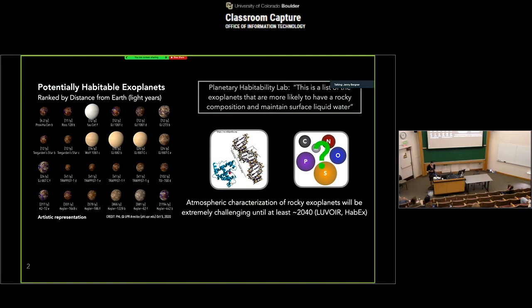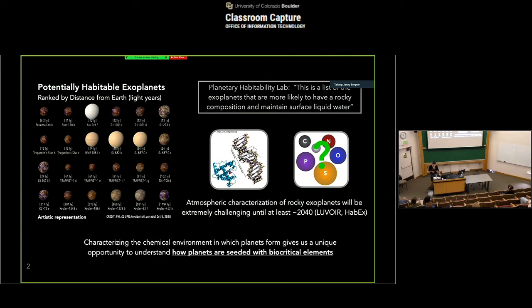Unfortunately, we're still decades at the very least away from actually characterizing the volatile compositions on rocky worlds. So instead, what we can do is study the chemical environments that planets are forming in, and this gives us a real sense of both how planet formation takes place in the first place and also how planets are seeded with these biocritical ingredients.